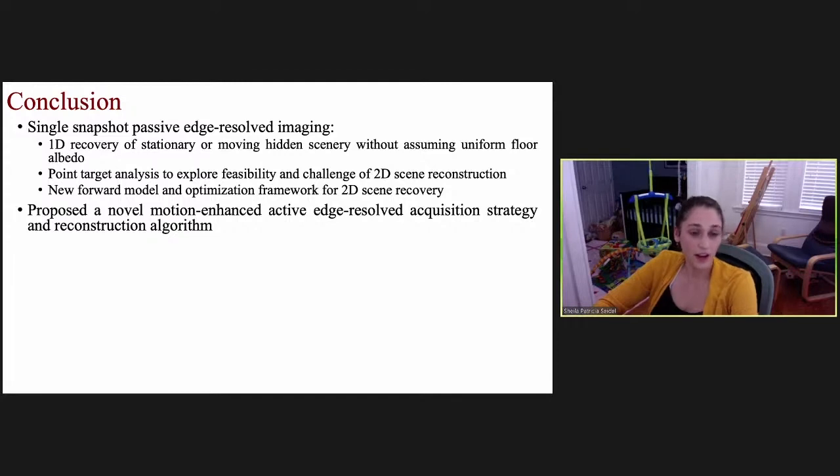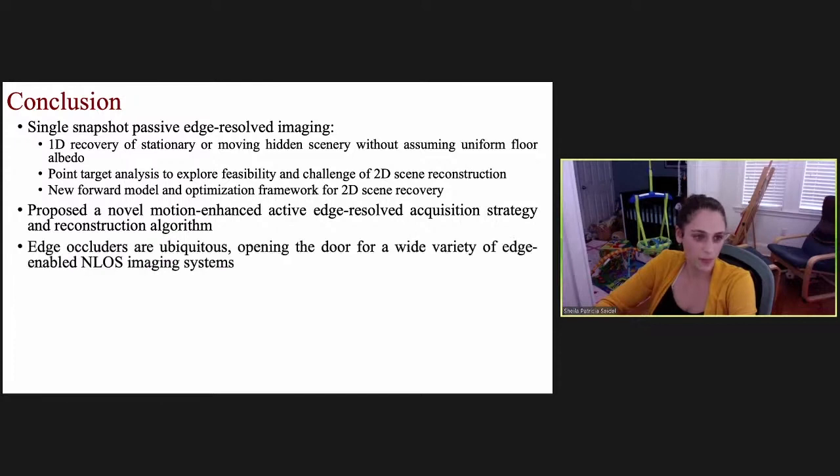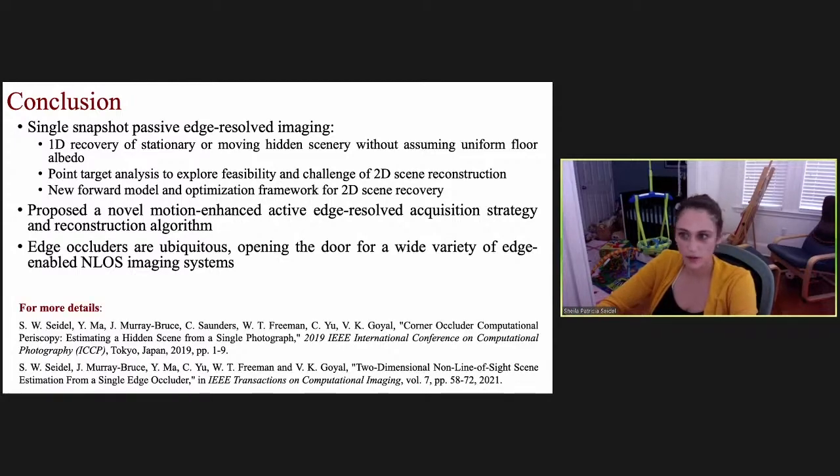And then I also just proposed a novel motion-enhanced active edge resolved acquisition strategy. And I showed you a very early proof of concept there with very high ambient light levels. And I want to just finish by pointing out that edges and walls are ubiquitous. And this opens the door for some really exciting non-line of sight imaging systems. And so for those who are interested, you can check out our papers.